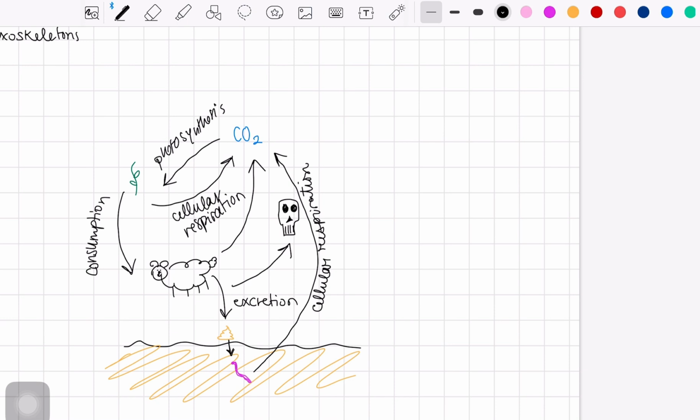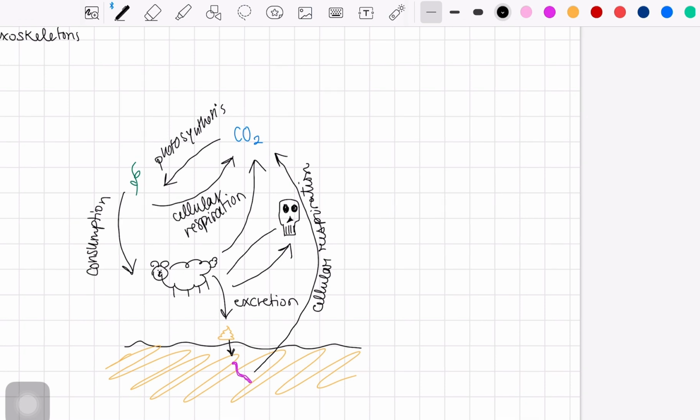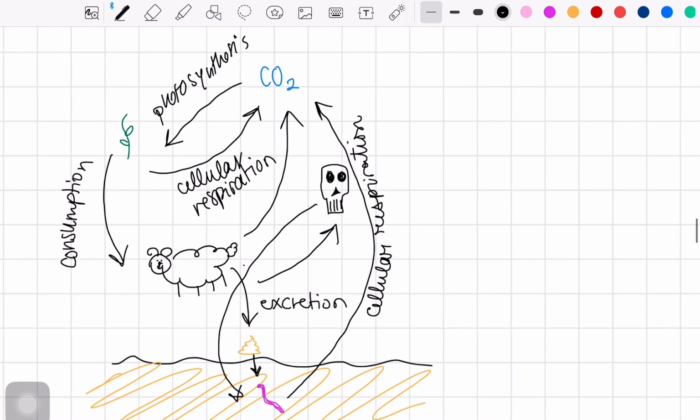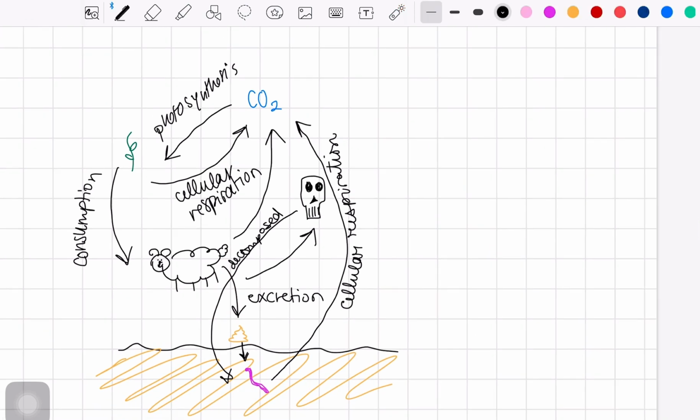Now the sheep's going to die. So that is going to result in a carcass, which can also be decomposed. And the carbon, we're always talking in terms of carbon here. The carbon is returning from this back to the environment. Here it's their excretions returning to the environment. But here the sheep is dead.